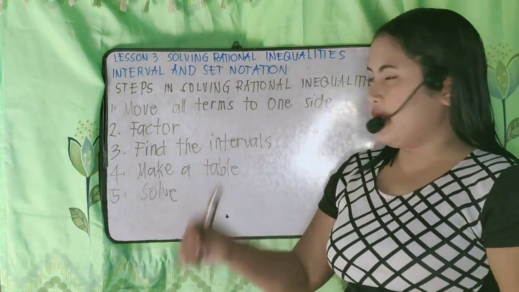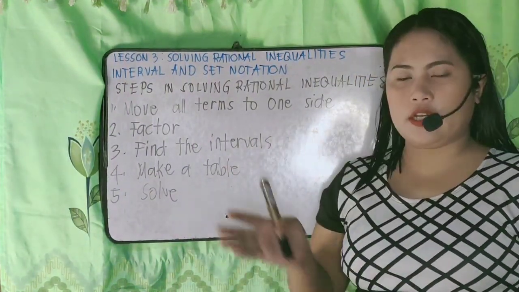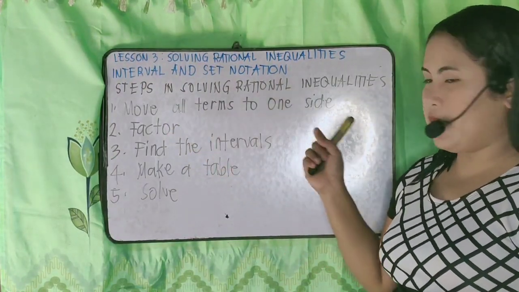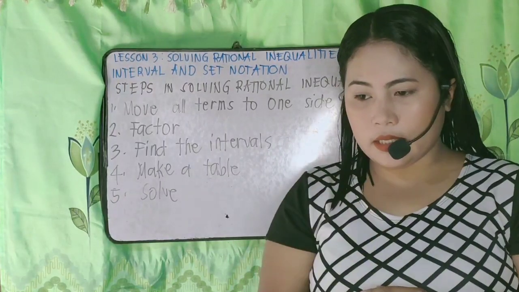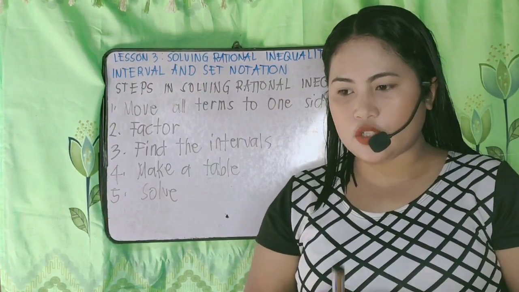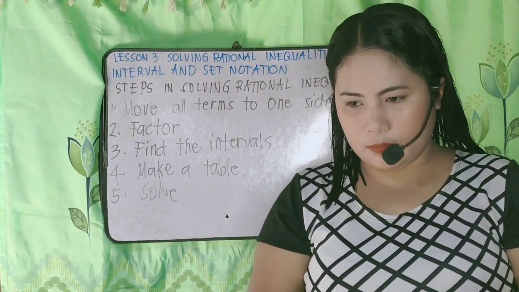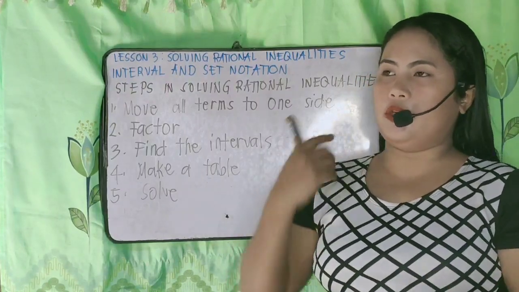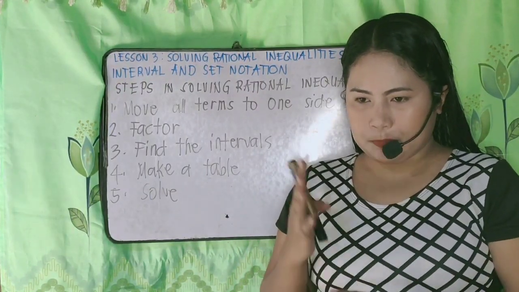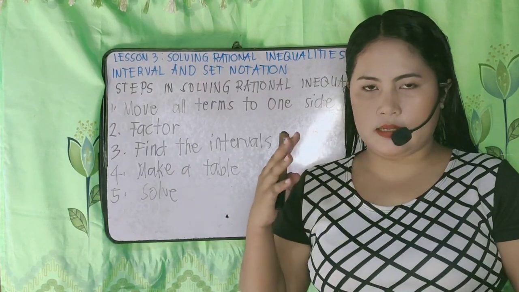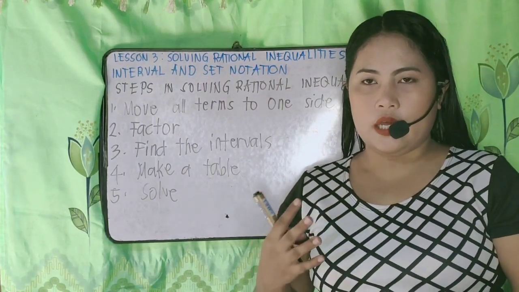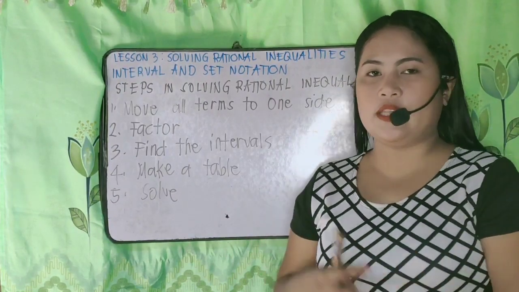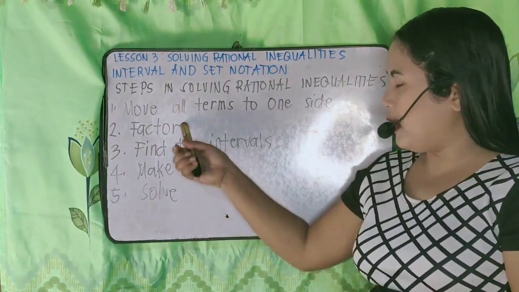Okay? So, here are the following steps in solving rational inequalities. Meron kayo itong copy sa module, so pwede nyo siyang sundan. Step number one, move all terms to one side. Rewrite the inequality as a single fraction on one side of the inequality symbol and 0 on the other side, so dapat i-equate natin siya sa 0. For example, let's say, 1 over x is greater than or equal to 3. Yung 3, i-transpose lang natin siya sa left side and then equate natin siya sa 0. Then, second step, factor.